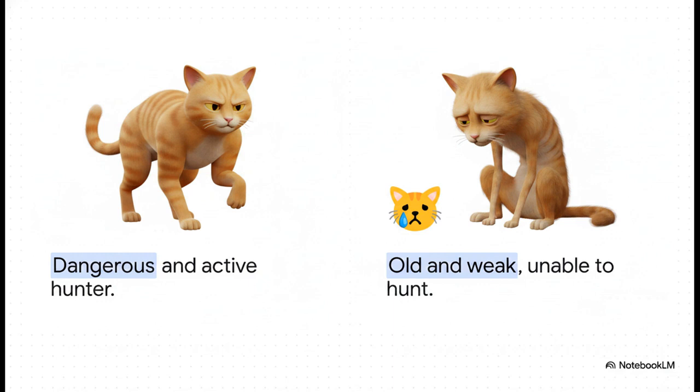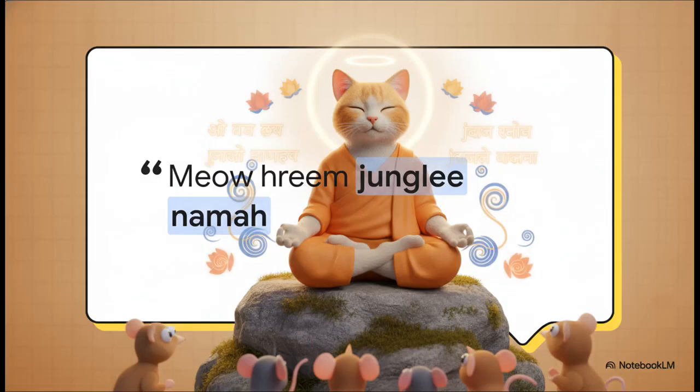And he realized that to catch his next meal, he was going to have to use his brain instead of his claws. And wow, his new strategy is nothing short of theatrical. The cat decides he's going to become a sannyasi, an ascetic or a holy monk. So he finds this rock, sits down on it, and just starts loudly chanting this entirely made-up, totally hilarious Hindi-Sanskrit hybrid mantra, Meow, Hreem, Jungli, Nama.